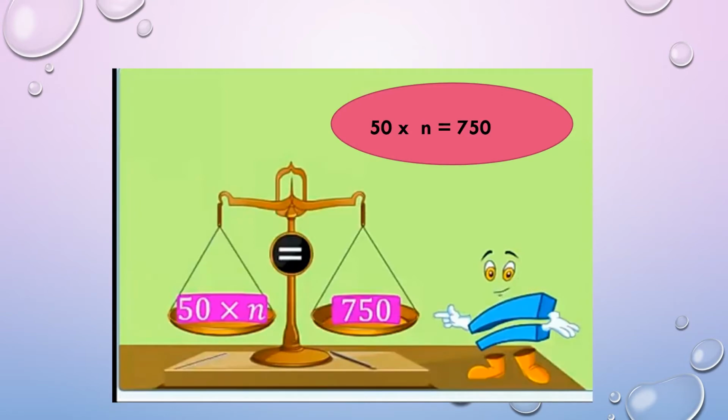Now, let us find the solution of an equation. 50 into n is equal to 750. So, by putting an equality sign between LHS and RHS, we have to put a condition on the variable n. So, LHS will be equal to RHS only for a specific value of n.